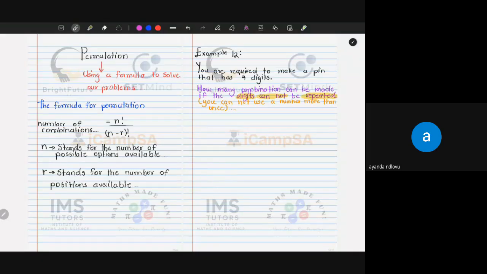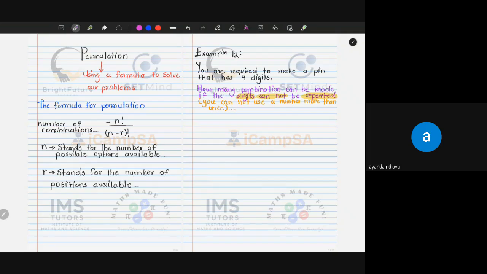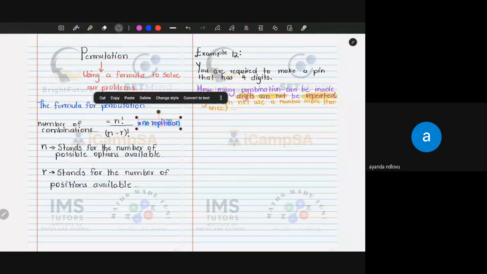So if you look carefully, guys, the first thing that we need to understand is we need to determine what is n and what is r. And for this formula, the one that I defined here, we are going to use it when we have no repetition. When we have repetition, we are going to work slightly differently. So here, let me just say we will work when we have no repetition. When we have no repeating of anything, guys, that is the formula that we are going to use.